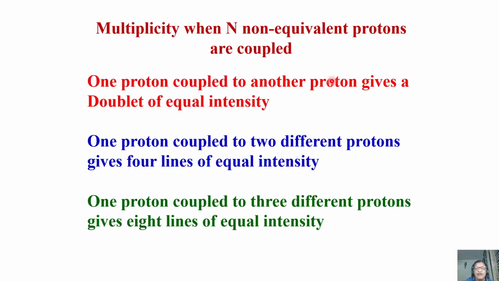When one proton is coupled to another proton, it gives a doublet of equal intensity. This is what I explained. When one proton is coupled to 2 different protons, it gives 4 lines of equal intensity. When one is coupled to 3 different protons, it gives 8 lines of equal intensity. This is a summary of what I was telling you. I have written it explicitly here.